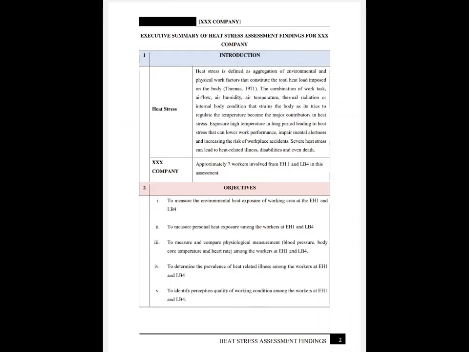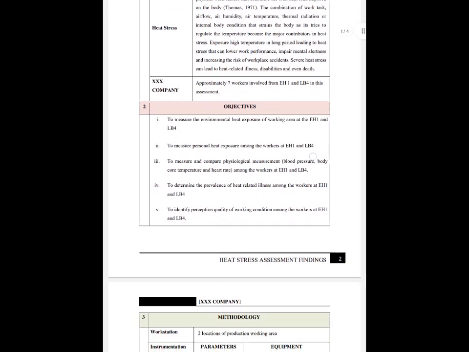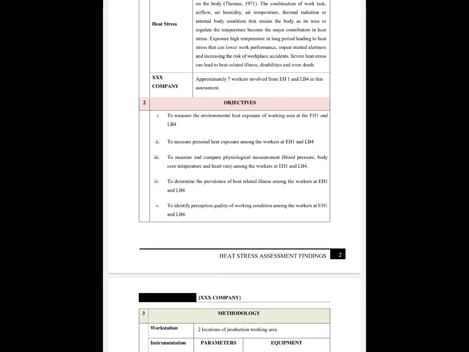For the executive summary, the assessor has given brief descriptions of what heat stress is, its definition in the introduction part, how heat stress can happen and the consequences of heat stress. Then they mention how many workers were involved and from which work unit. In the objective, they also list all of the objectives for this assessment.